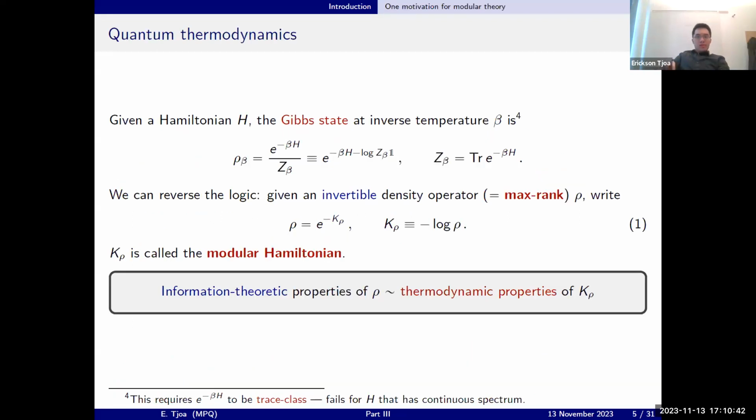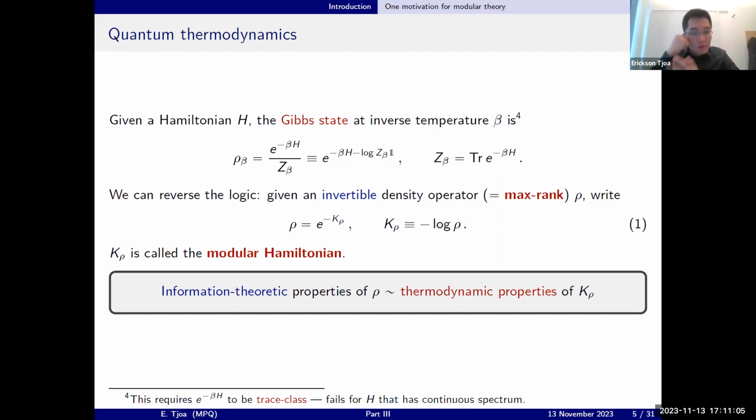Okay, so let me start with something that is kind of cute. I'm going to do a little bit of quantum thermodynamics. First of all, I hope everyone is familiar with this notion of Gibbs state, which is just the exponential of minus beta Hamiltonian divided by the partition function. You can rewrite it in several ways, and you can also think of this as just a generalization from the statistical mechanics of thermal states.